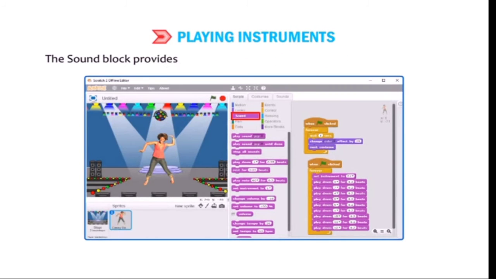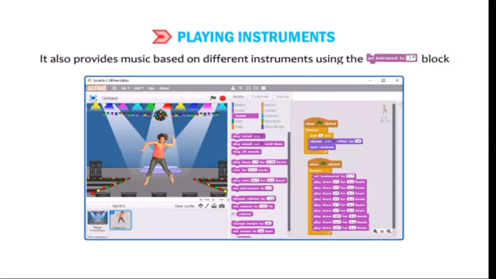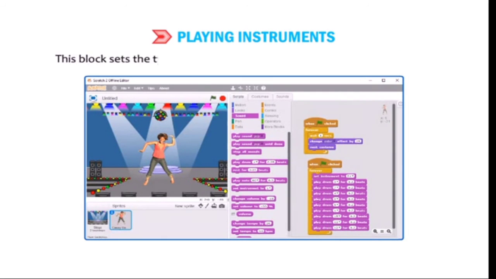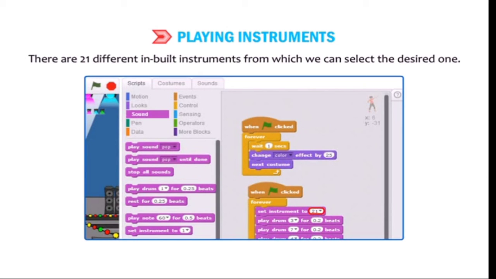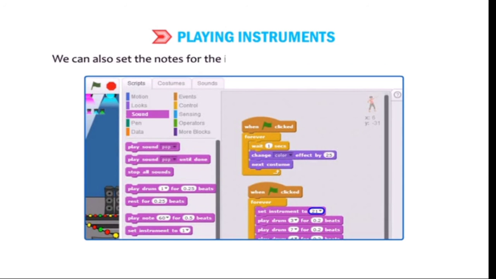Okay, let us learn how to play the instruments in Scratch now. The sound block provides different blocks to add music to our Scratch project. It also provides music based on different instruments using the Set Instrument to 1 block. This block sets the type of instrument that a sprite uses to play the note. There are 21 different inbuilt instruments from which we can select the desired one. We can also set the notes for the instrument for the required number of beats. The notes are signified by numbers.